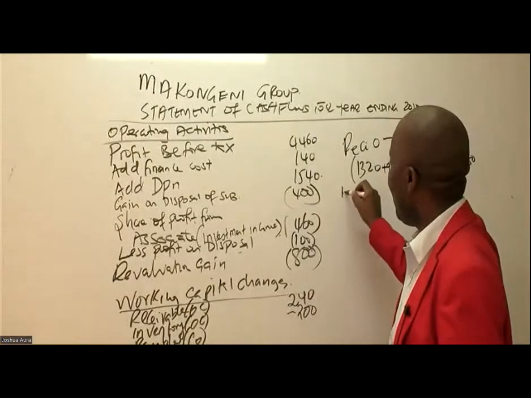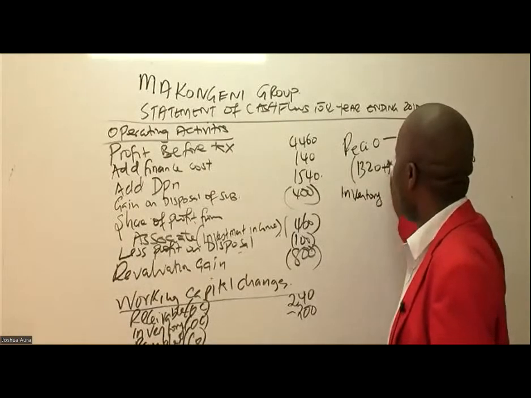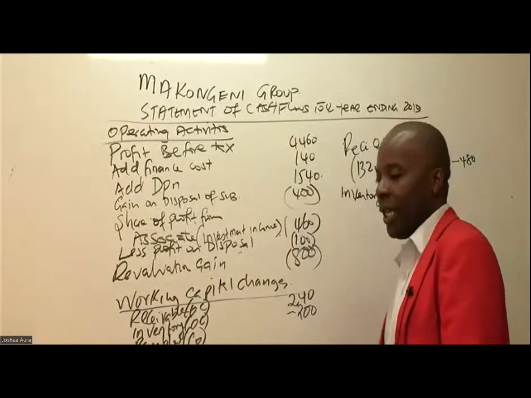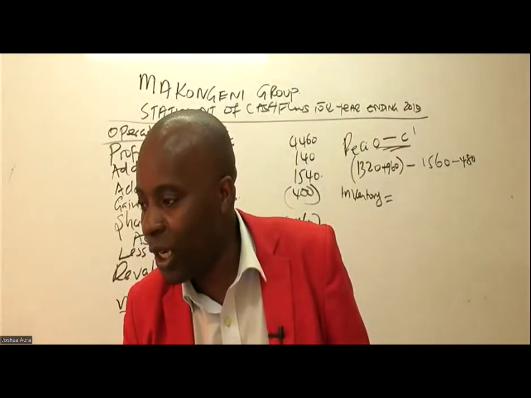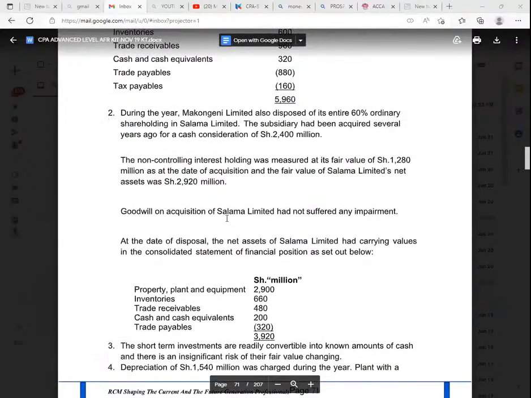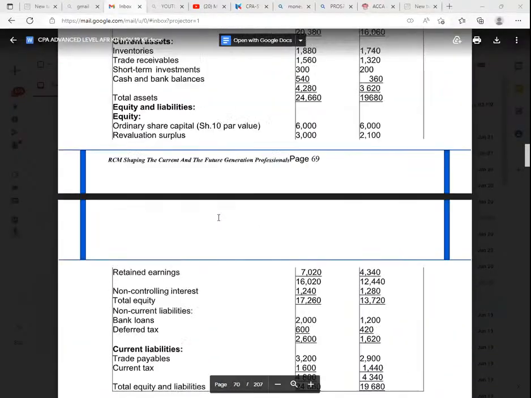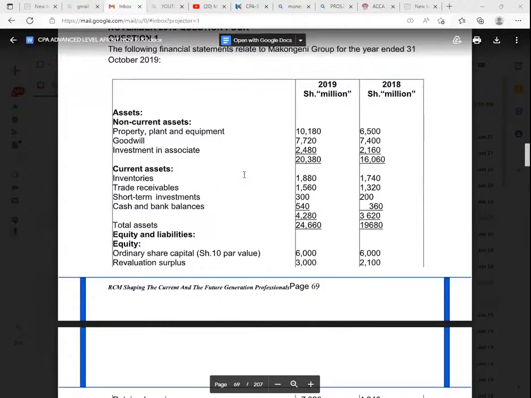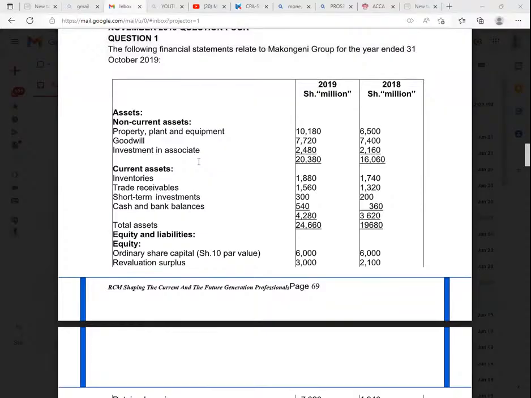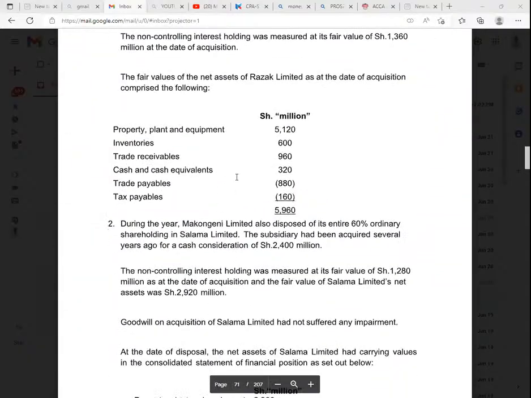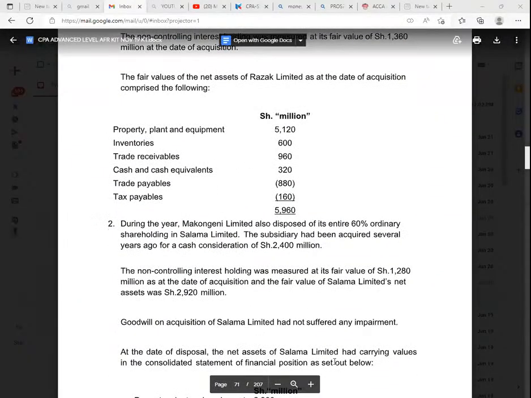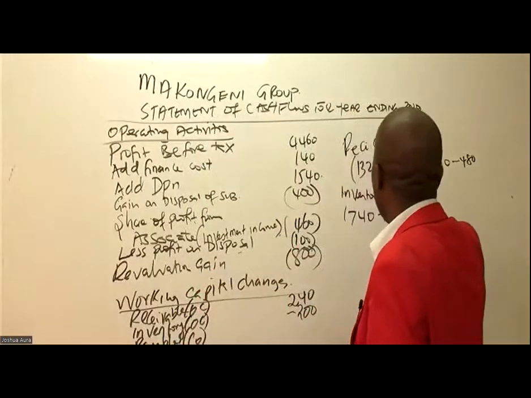So remember, for inventory, it is OC. The opening for inventory, they gave the reserve figure up here. The opening for inventory is 1740, plus the inventory that came with Razaki. Inventory that came with Razaki was 600.